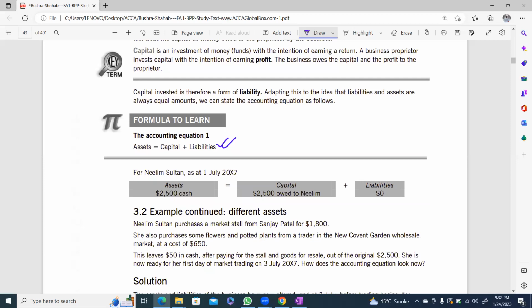See, on one side, you have invested. So the capital will increase in the business of 2,500. And on the other hand, you have invested in form of cash. So cash is also your asset. So asset will also increase. On one side you are investing in form of cash, so asset will increase, and on the other side capital will also increase. In this way, your equation will be equal.